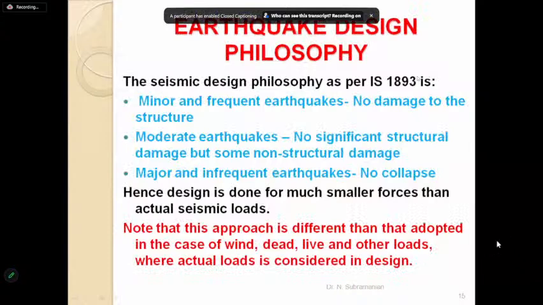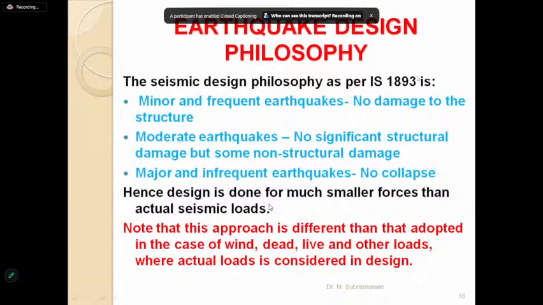The earthquake design philosophy, as per IS 1893, is: for minor and frequent earthquakes, no damage to the structure. Under moderate earthquakes, no significant structural damage, but there can be some non-structural damage. But under major and infrequent earthquakes, there should not be any collapse. But you have to know that there can be some damage.